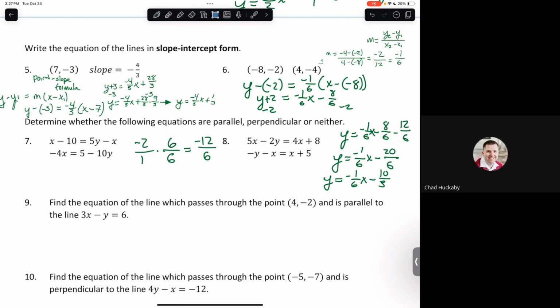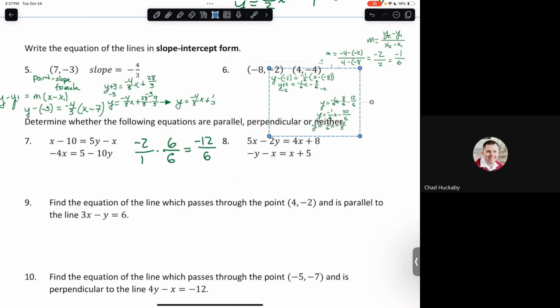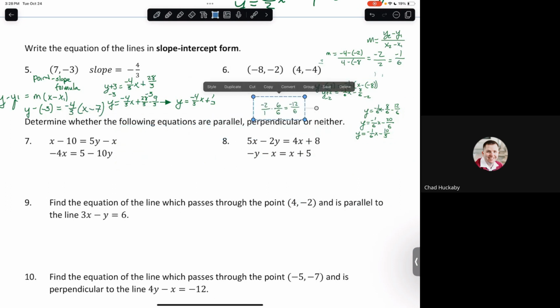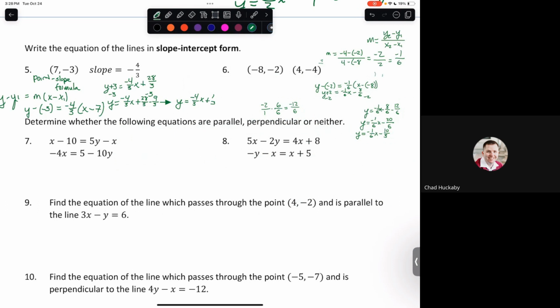Okay. See if I can make all of this work small enough that it'll fit. There we go. And then I can do the same thing here. Okay. Change colors. Determine whether the following equations are parallel, perpendicular, or neither. So how do we start on this?